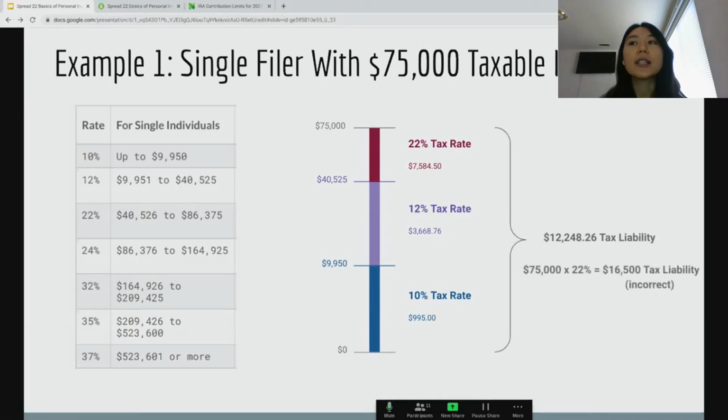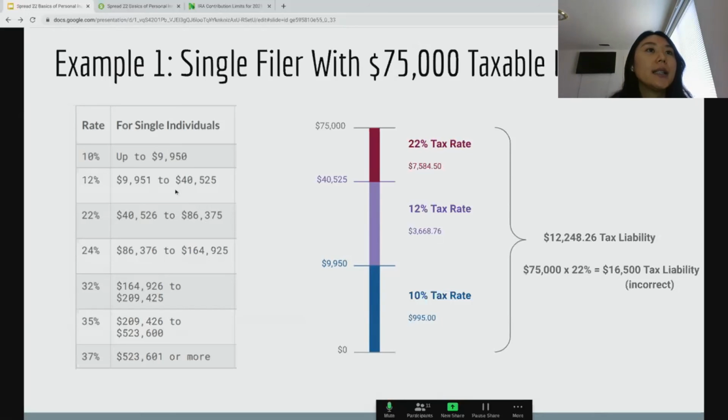$12,248.26 versus the $16,500. So that's like a $4,000 difference, so it's really important that you understand what bracketed taxes are, right? So yes, it's true, the more you make, the more taxes you have to pay.